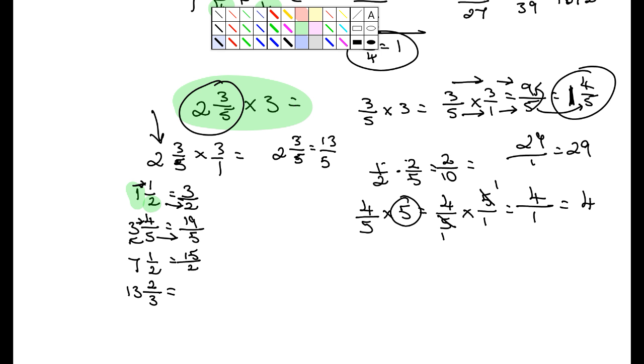So it's 13 times 3. It's 39. 39 plus 2 is 41 over what? 3. Over 3. That's pretty easy. That's how you change those into fractions. Let's do a couple more.